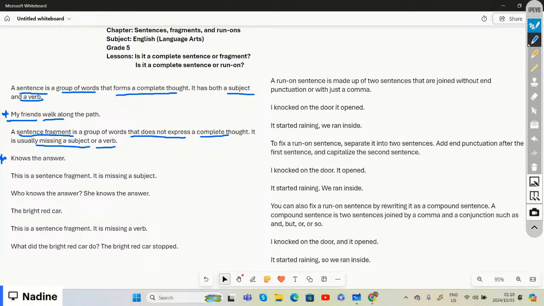Now the question is, who knows the answer? It doesn't tell us who knows the answer. So this is a fragment because it is missing a subject. There is no who. They're not telling us who or what knows the answer.